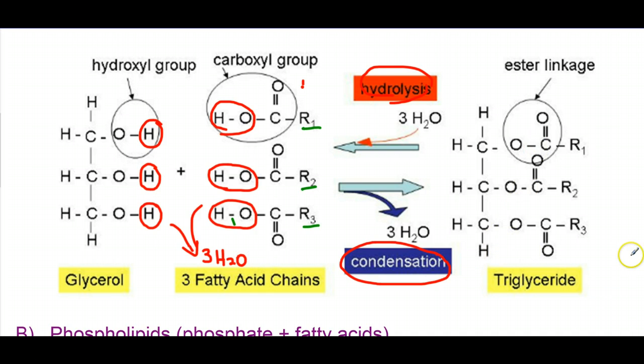Okay, and then once we have our larger unit formed from our smaller subunits, sometimes the reverse reaction can happen. So if we removed 3 waters in the forward process, to reverse it we're going to use up 3 waters to give each of these glycerol and 3 fatty acids their hydrogens and oxygens back. So that's how they're just the reverse of each other.